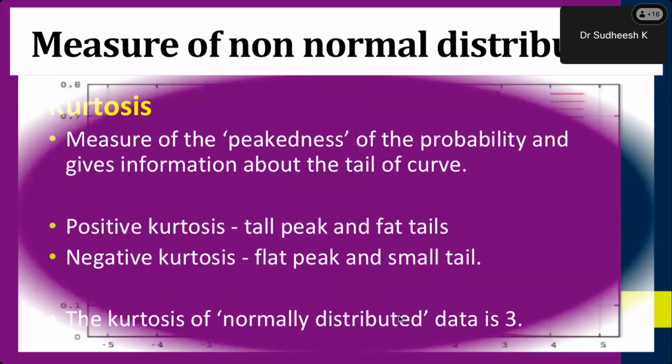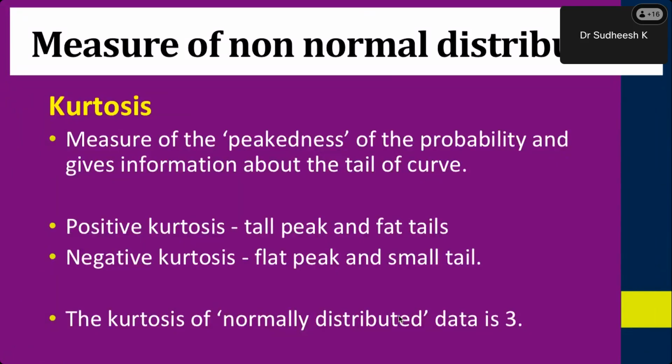The next parameter is the kurtosis. What do you mean by kurtosis? Kurtosis is the measure of peakedness of the probability distribution, and it gives information about the tail of the curve. Positive kurtosis means it has a tall peak and fat tails. Whereas negative kurtosis means it has a flat peak and a small tail. Now, what do you mean by these things? I'll explain in the next picture.